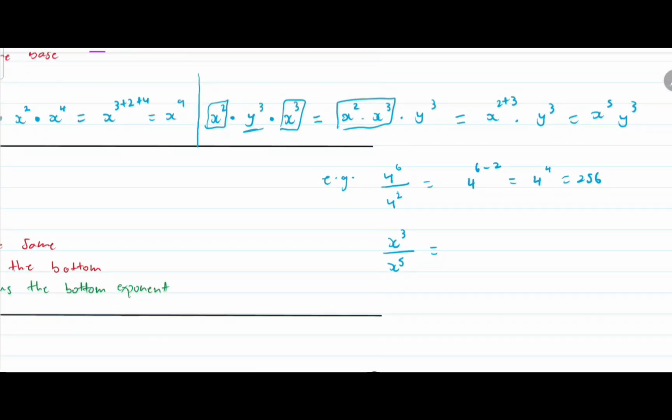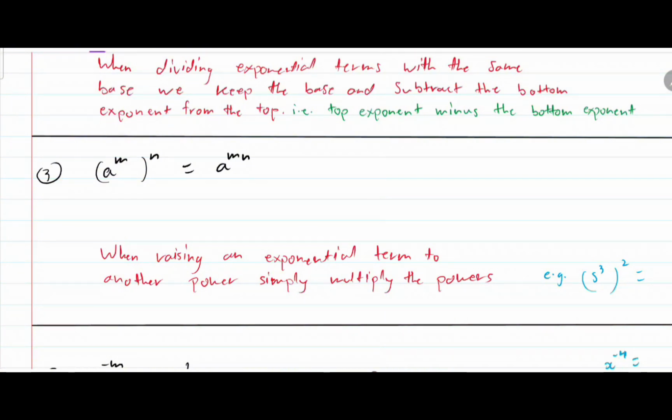All right, let's say we had x raised to the power of 3 divided by x raised to the power of 5. Well, what do we do? I keep the base, and remember, top exponent minus the bottom exponent. This is going to be 3 minus 5, which is going to be equal to x raised to the power of minus 2. And what do we do when we have an exponential expression being raised to another exponent?